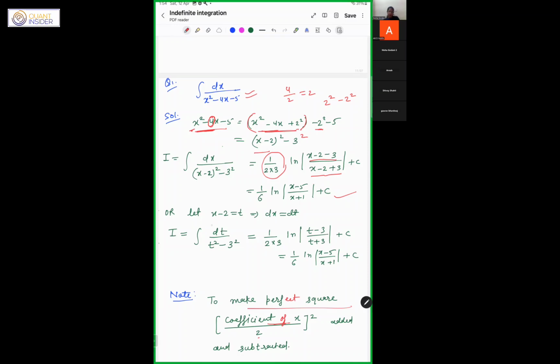Or what you can do is suppose x minus 2 as t. Then you have this question converted into this form: dt upon t square minus 3 square. So it is of the form x square minus a square, only the difference is that you have t here in place of x in the above formula. So you can apply that formula, get the answer in terms of t, and then putting back the value of t, you will get this answer.